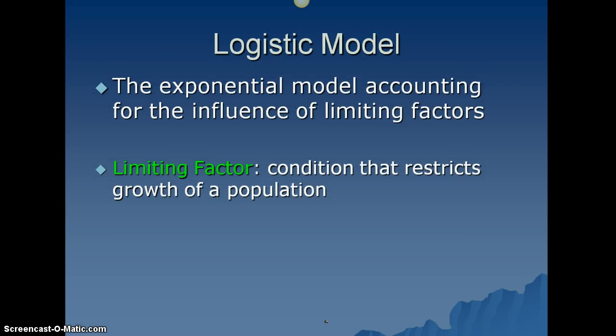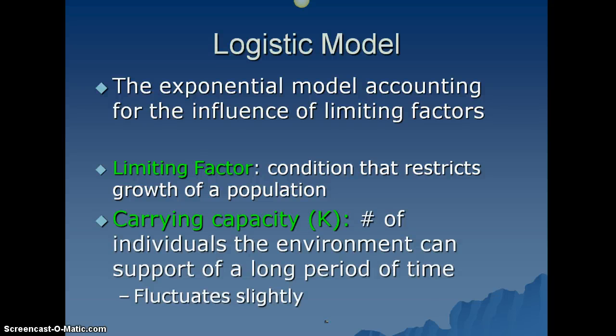The logistic model basically accounts for limiting factors. So a limiting factor is a condition that restricts the growth of a population, and the reason might be food or shelter or water, something that they need in order to survive. The carrying capacity is the number of individuals that the environment can support for an extended period of time. So generally what will happen, the population will grow to the carrying capacity, and then it will fluctuate up and down, above and below this carrying capacity.